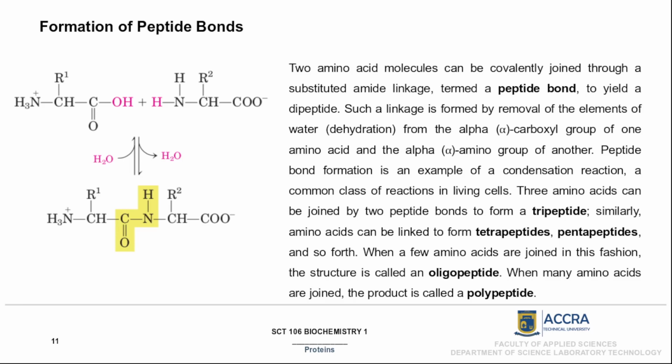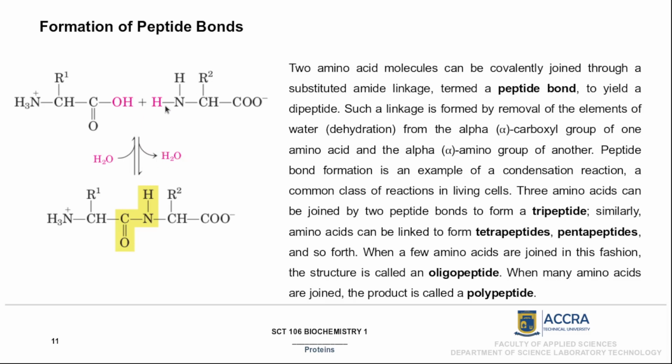So such a linkage is formed by removal of the elements of water, or dehydration, from the alpha carboxyl group of one amino acid and the alpha amino group of the other. So you see the hydroxyl group of the carboxyl group of one amino acid and the hydrogen of the amine group of another amino acid reacting to release water. This is a dehydration reaction or a condensation reaction.